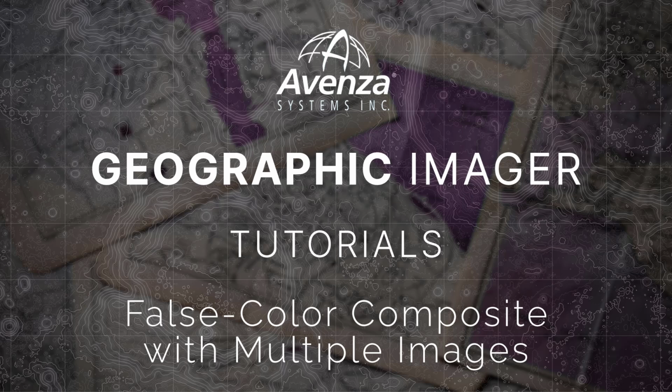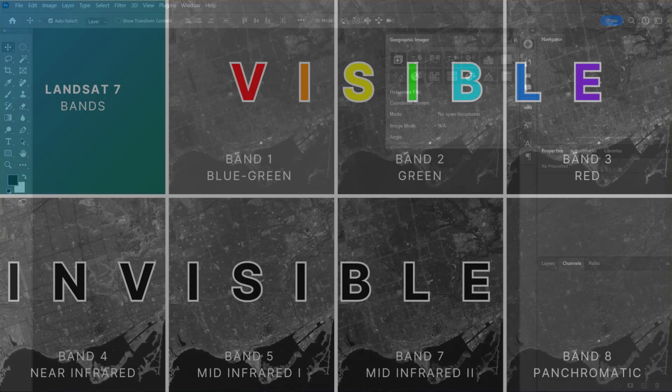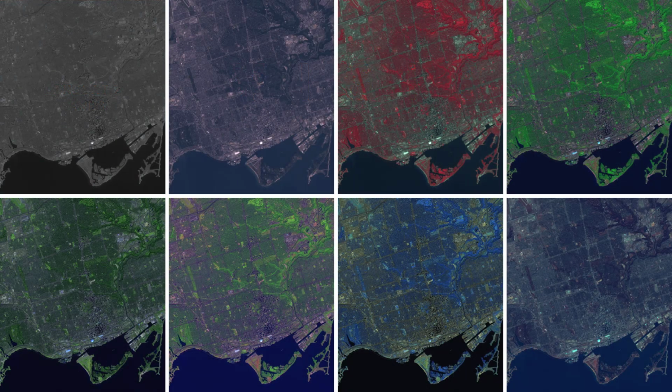Hi there, this tutorial will show you how to create a false color composite image using multiple images in Geographic Imager for Adobe Photoshop. Multispectral images contain information both inside and outside the visible electromagnetic spectrum. To use this information, the wavelengths outside the visible spectrum can be reassigned to the visible spectrum so that they become visible to the human eye. This is called a false color composite.